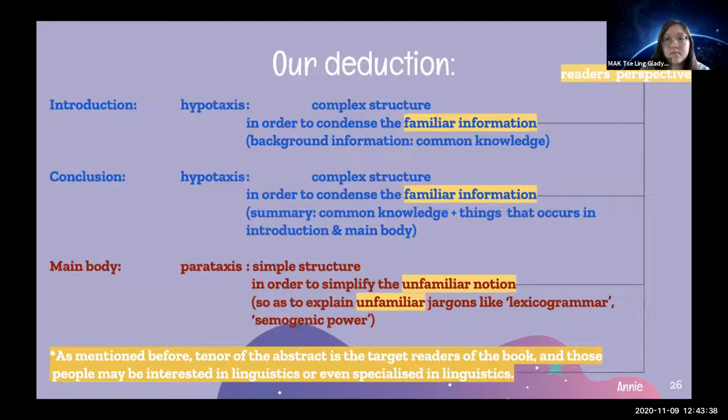From the 2 pyramid graphs, we can see that several ideas are concisely packed into 2 to 5 compact sentences. Therefore, we deduce that the reason why hypotactic structures were frequently used in the introduction and the conclusion is that hypotaxis allows the writer to condense his thoughts, and these thoughts are familiar to the readers. On the other hand, we think that the reason why paratactic structures were frequently used in the main body is that parataxis allows the writer to simplify his notions, while these notions are unfamiliar to the readers, like the concepts of lexical grammar and semogenic power.